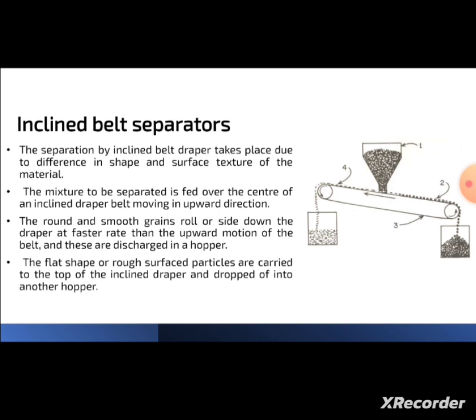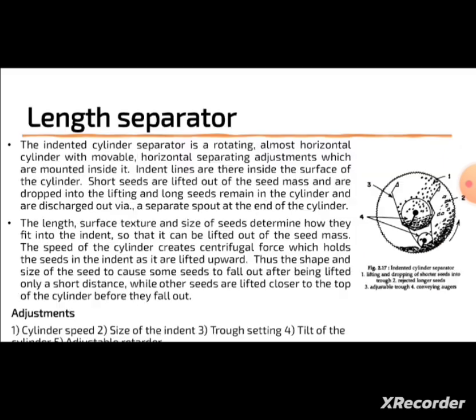And in inclined belt separators, the separation by inclined belt draper takes place due to difference in shape and the surface texture of the material. The feeding takes place at the middle of the equipment, and certain products will be rolled down and certain products will be rolled up, and because of this we can separate the particles. The round and smooth grains roll or slide down the draper at a faster rate than the upward motion of the belt, and these are discharged in a hopper.